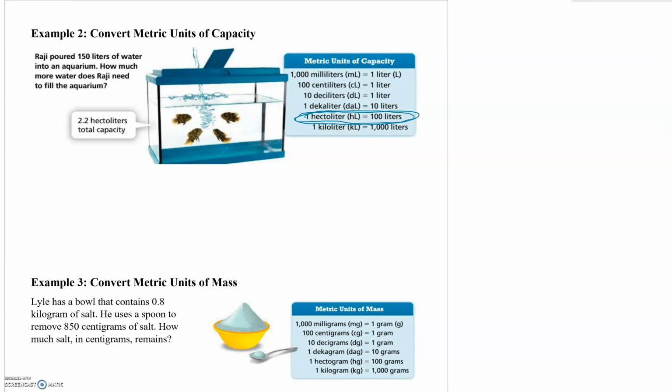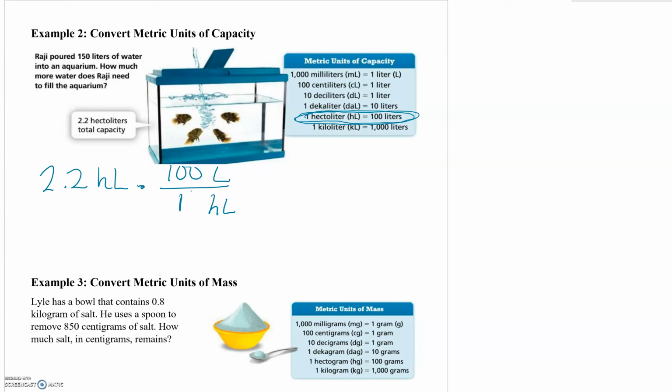me determine that. Okay, so I'm going to want to change my hectoliters to liters so that I can compare that way. So I have 2.2, and I'm going to use my conversion factor here. So I have 100 liters. I want my hectoliters to cancel, and there's only one of those.